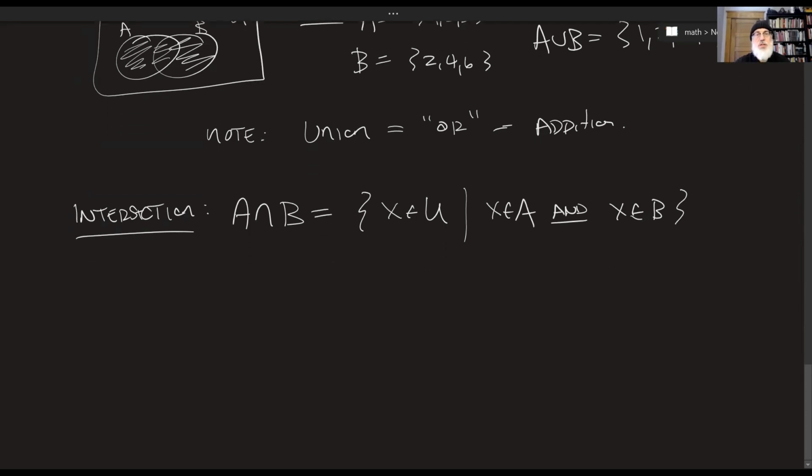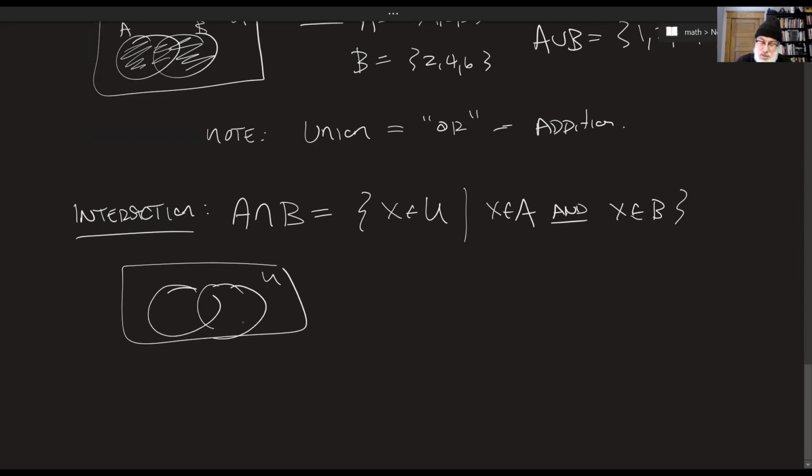So intersection produces, again, this is our universe box. Here's A, here's B. The intersection is what they have in common, right? It's X is in A and X is in B. Now, it's possible that the intersection is empty, that these two sets don't have anything in common. My diagram is when they do have something in common.